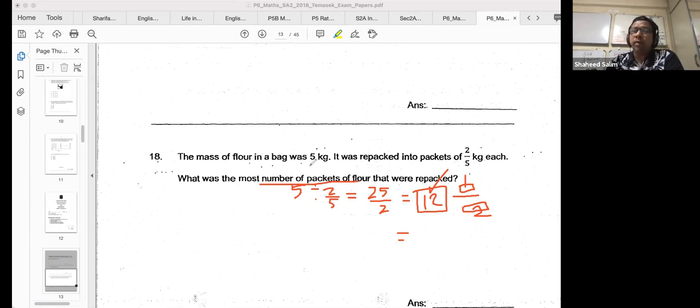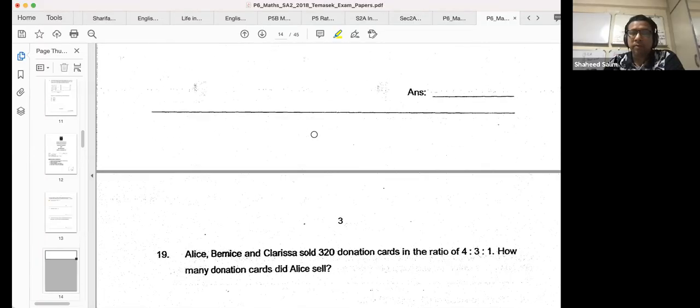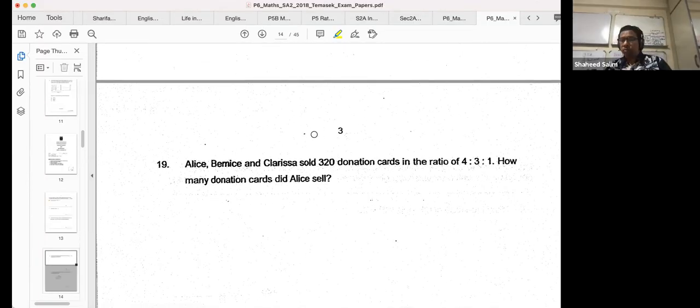Okay now. So you see here what I do. If you get confused on what to do, change this to a simple number. I change to 6. I change to 2. Then I get 3 packets. I do the same thing. What do I do? 6 divided by 2 get 3. So 5 divided by 2 fifth. You get 12 and a half. The answer is 12. Okay, so move on to the next one. Okay, ratio.